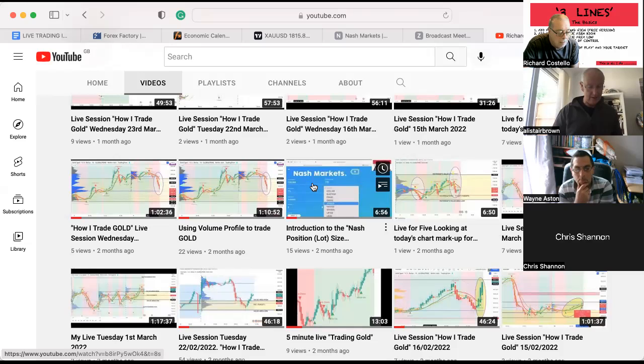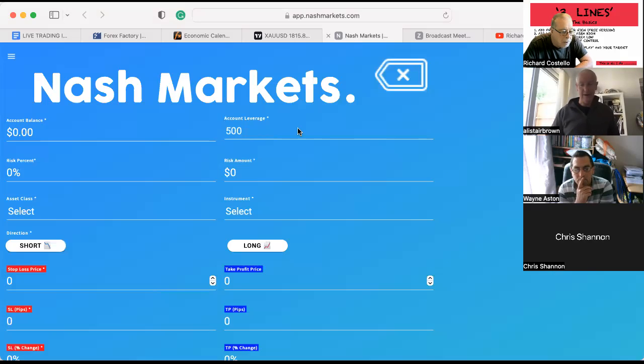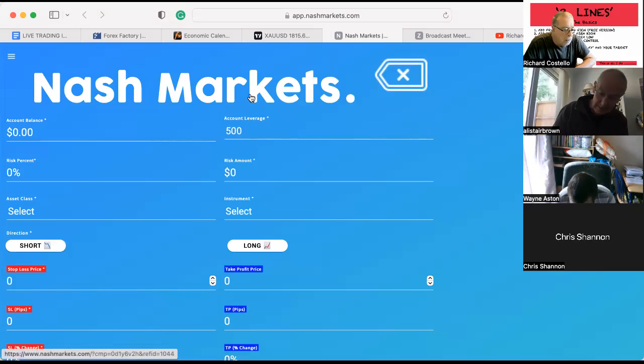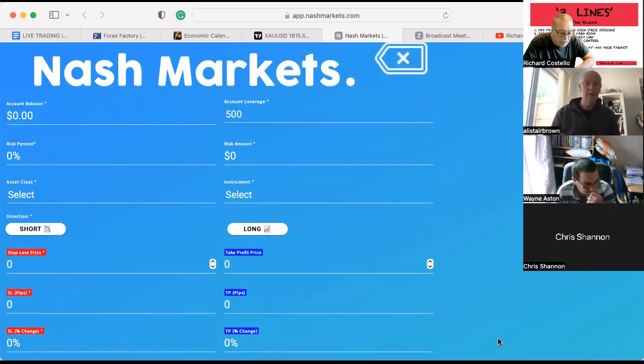The Nash lot size calculator, which I'll go back to now. I'm going to explain this for any newcomer. You can Google this. It's Nash Markets. You can Google it, and you can just get it up, or you can download the app onto your phone. They've got it in an app version, and I'm just going to go through this very briefly.